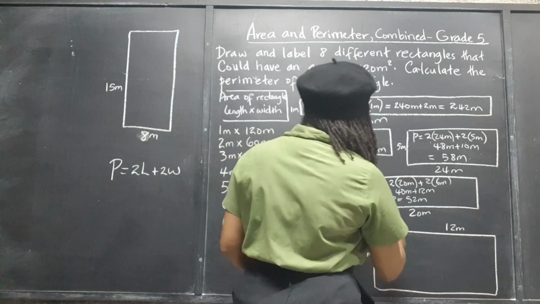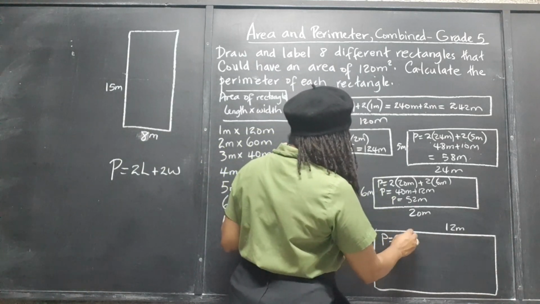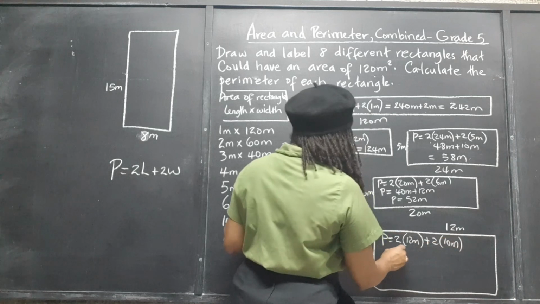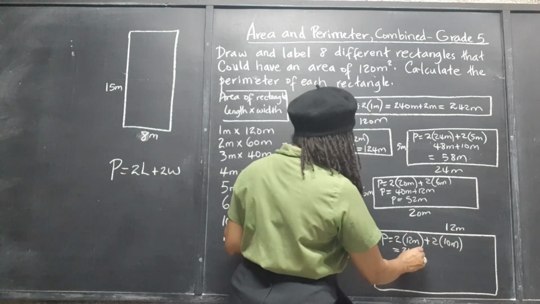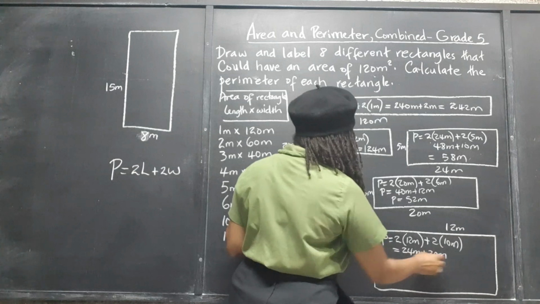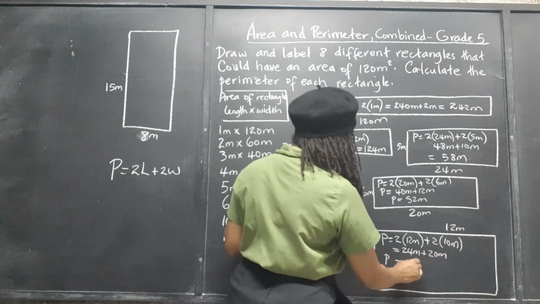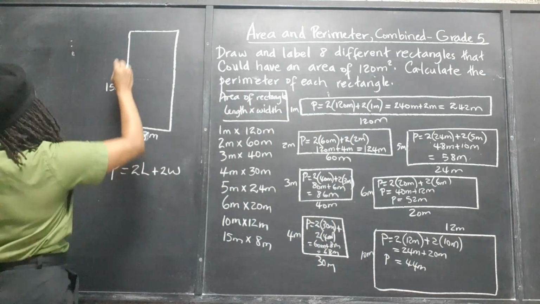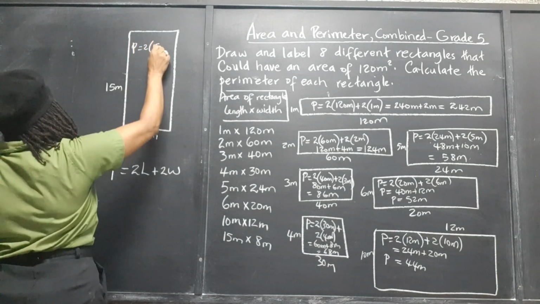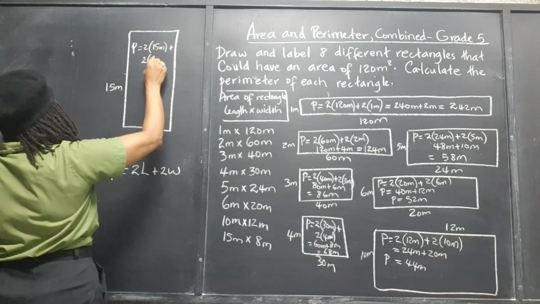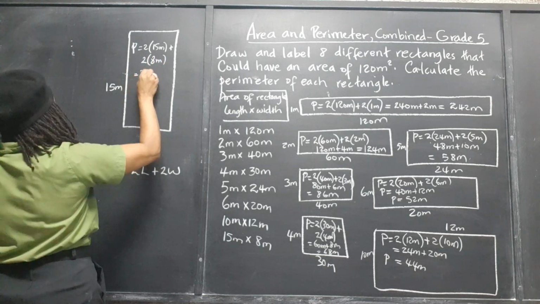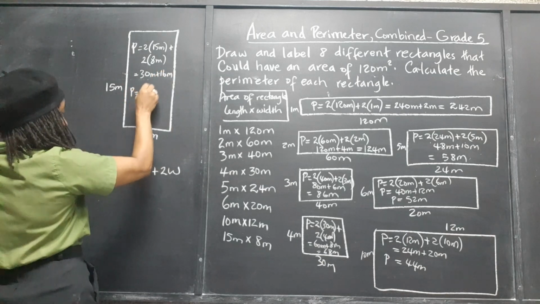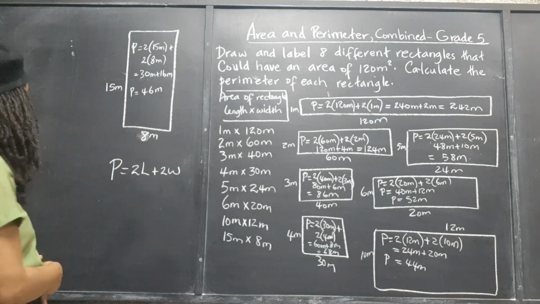Alright, for this one, 2 times the length plus 2 times the width. So that gives 2 12s 24, 2 10s 20. So the perimeter is 44 meters. None of them the same so far. Here, perimeter is 2 times the length plus 2 times the width. So that's 2 times 15 is 30, plus 2 times 8 is 16. So the perimeter is 46 meters.